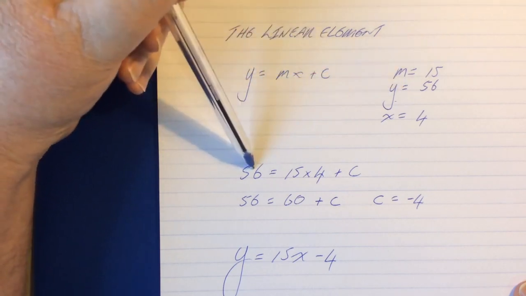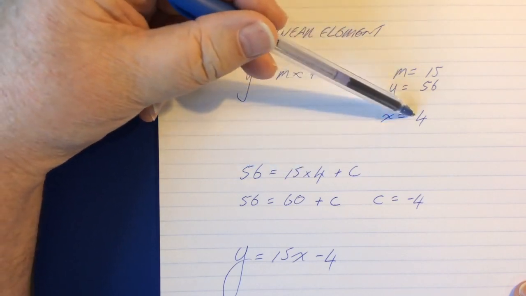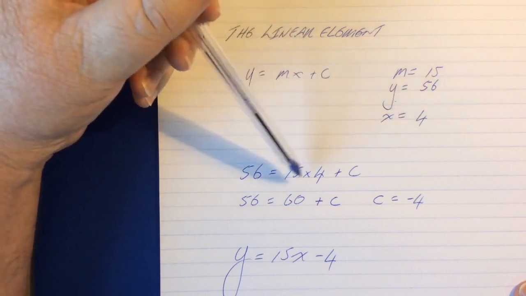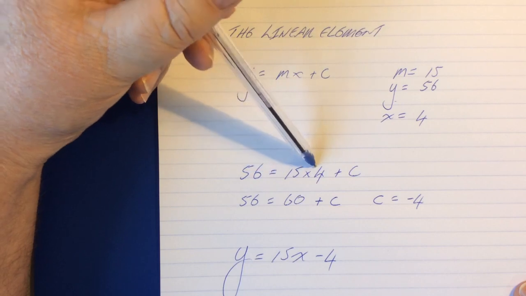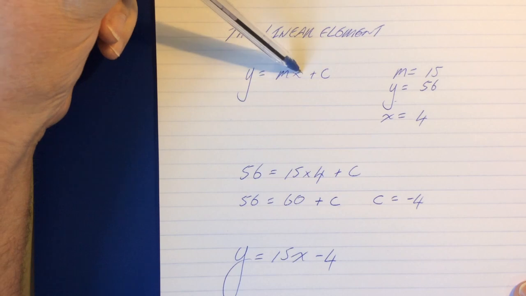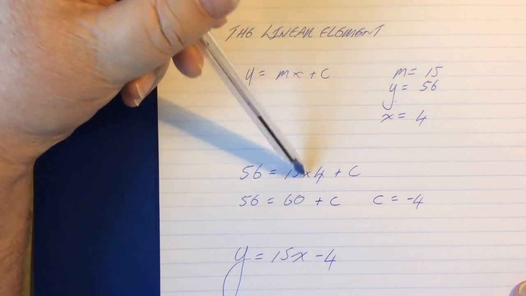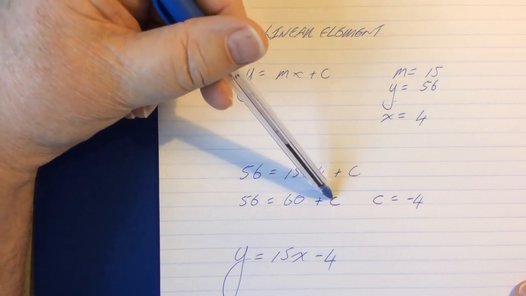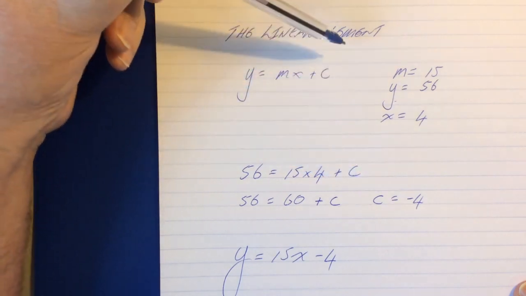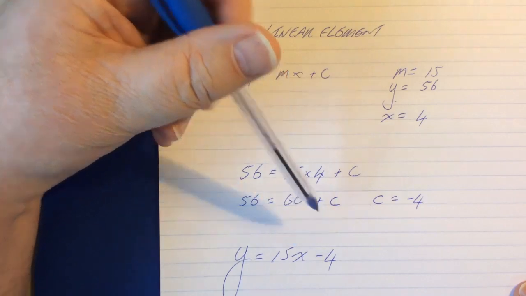Okay, y is 56, gradient is 15, x is... x is not y, x is 4. So 56 is equal to 15 times 4 plus c. That's the 56, that's the 15, that's the 4, and that is c. So 56 is equal to 60, 15 fours, plus c. So c must be negative 4. We've found everything we need. We have the gradient and we have the y-intercept.